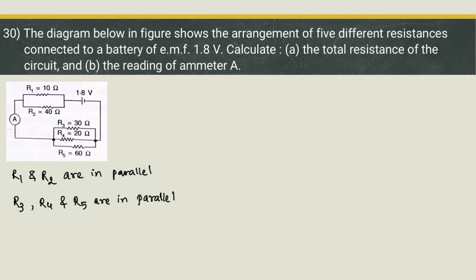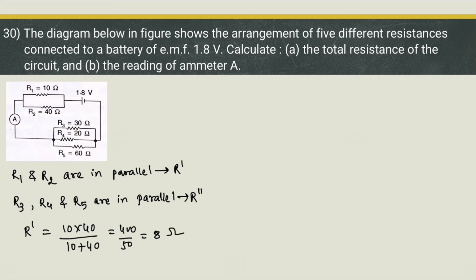So let us label the effective resistance of R1 and R2 as R dash, and the effective resistance of R3, R4, R5 as R double dash. Okay, and then R dash and R double dash are in series. So to find out R dash, I can use this formula. R dash is equal to R1 R2, that is 10 into 40 upon R1 plus R2, 400 upon 50, and that is equal to 8 ohm.